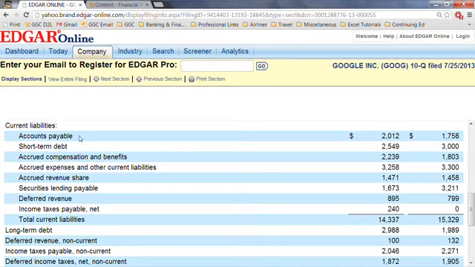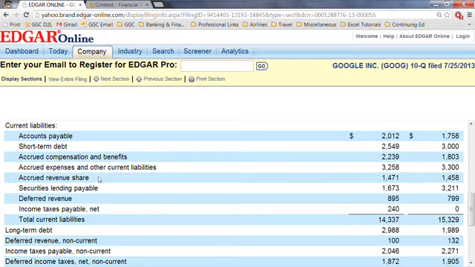You can see that Google lists the common types of current liabilities that we would normally expect to see. Accounts payable, we talked about that. Short-term debt, that's probably mostly short-term notes payable. They have accrued compensation and benefits, and so they have employees obviously working for them. But as of June 30th, they accrued some expenses, but payroll had not been run exactly on June 30th. And so there is some accrued compensation and benefits that is listed on the balance sheet. Accrued expenses and other current liabilities, sort of miscellaneous things.